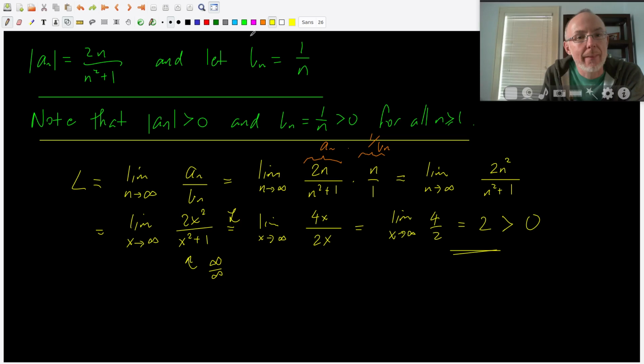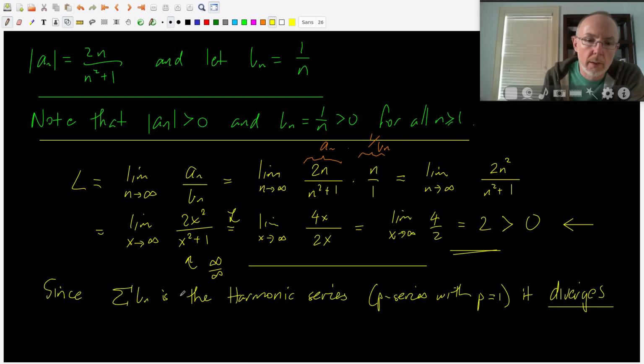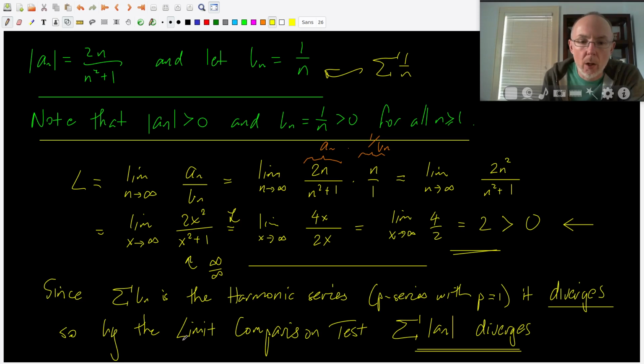It's bigger than 0, and so what we know is that the sum of the absolute values of the a sub n and the sum of the b sub n either both converge or both diverge together. If this is a non-zero number, if it's bigger than 0, and these two things are positive, then the limit comparison test says the two series converge or diverge together. So we know the harmonic series diverges. The sum of the b sub n is just the sum of 1 over n, where n equals 1 to infinity. We know that diverges, it's the harmonic series. So by the limit comparison test, the series that we're interested in, the absolute value of the a sub n, diverges.